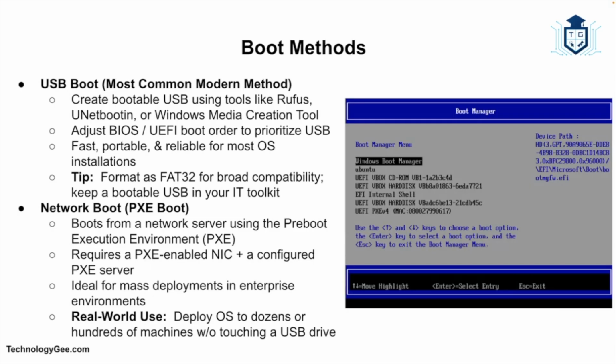Basically, you take a USB flash drive and load it with the operating system installer using tools like Rufus or the Windows Media Creation tool. You change your computer's boot order in the BIOS or UEFI so it boots from the USB first, and then boom, your system loads into the installation environment. As a tip, you always want to double check that the USB drive is formatted correctly using FAT32 for compatibility, and you want to keep a bootable installer in your IT toolkit because it can save you in emergencies.